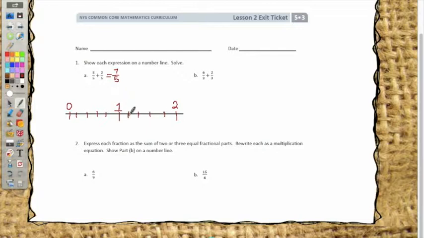Now, here's what I want you to do. Are you ready for this? Yep. I want you to hop to 5/5, label that above, then hop 2/5 more. You'll write your answer of 7/5 at the bottom. Do this one now.